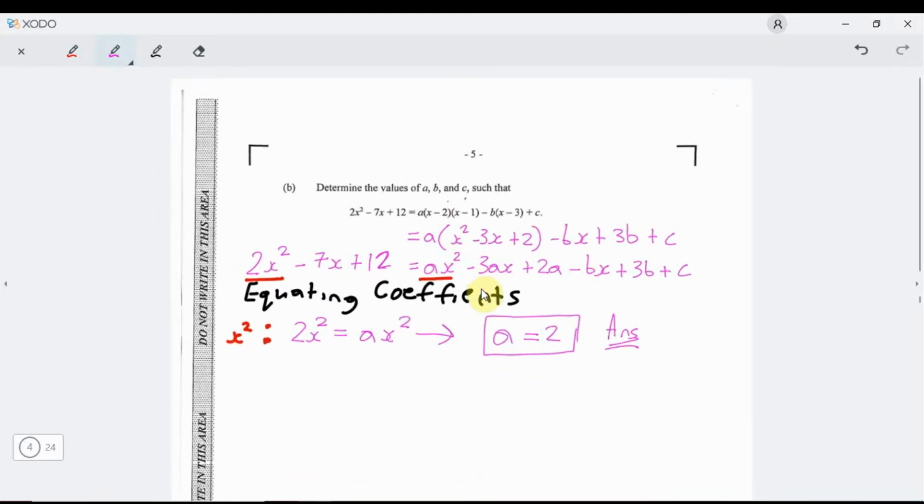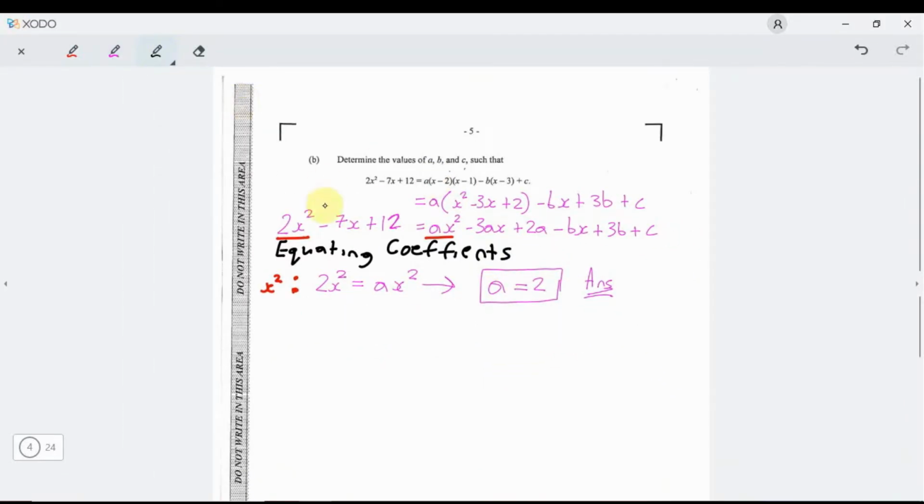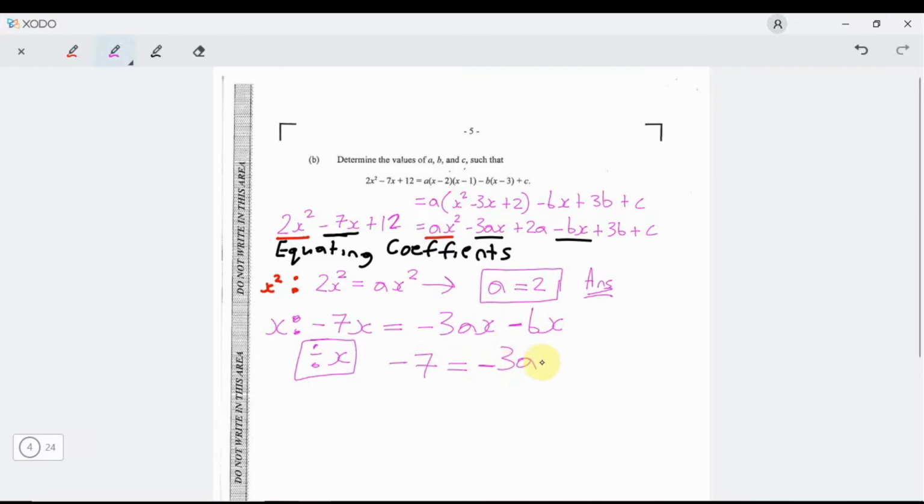Next thing now is we need to equate the coefficients of our x. I'll underline them in black. These have the x in it, right? So equating coefficients of our x, we have minus 7x, and minus 7x is equal to minus 3ax minus bx. We can divide through by x. Then this becomes minus 7 is equal to negative 3a minus b.